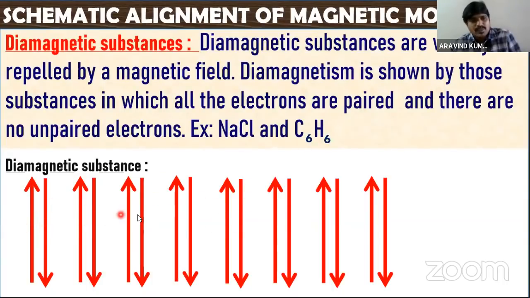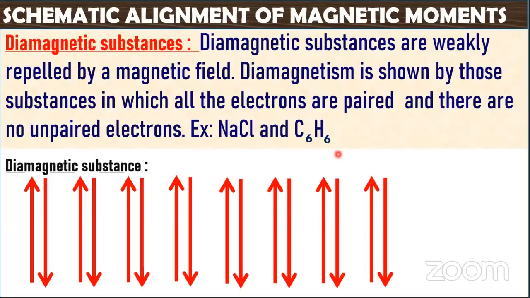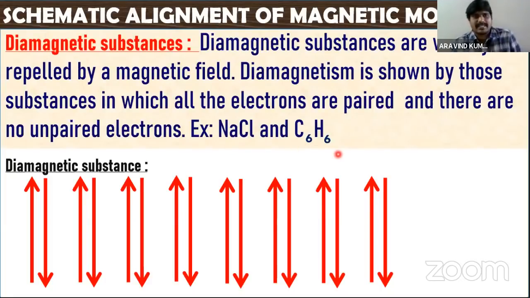These two are paired, these two are paired, these two are paired. All the electrons are paired. That's the reason if a substance contains no unpaired electrons, then it is said to be diamagnetic substance. Hope you understand, children. Examples for diamagnetic substances: NaCl, benzene. Benzene formula is C6H6. Now, let me go for this next one.